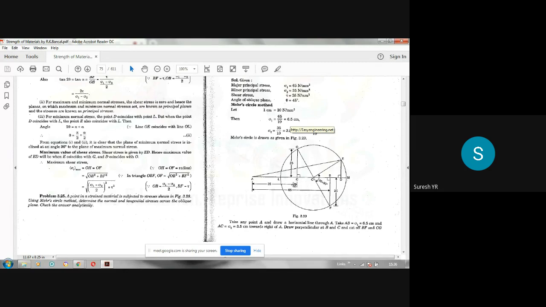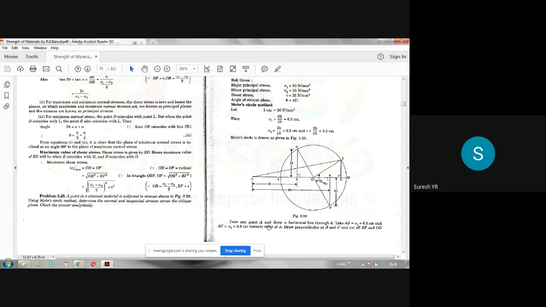Please note that AB and AC are in the same direction because both are tensile. If one is tensile and another is compressive, then you have to plot on the other side. For example, if sigma y is compressive, then you have to measure minus 35 to the left side. Since both 65 and 35 are positive here, you have to draw to the right side. So that is the first step.